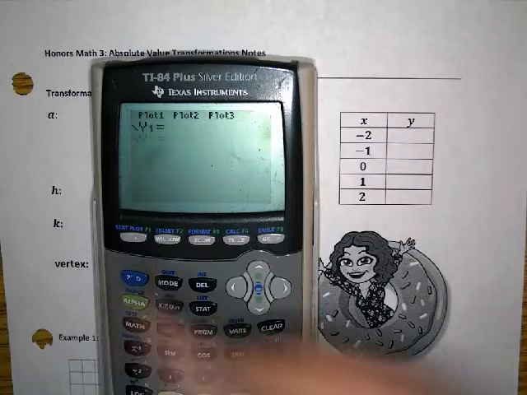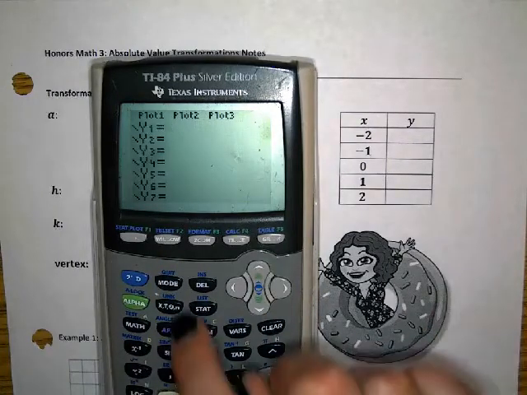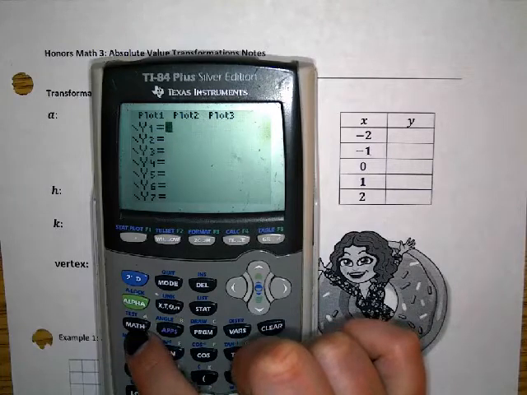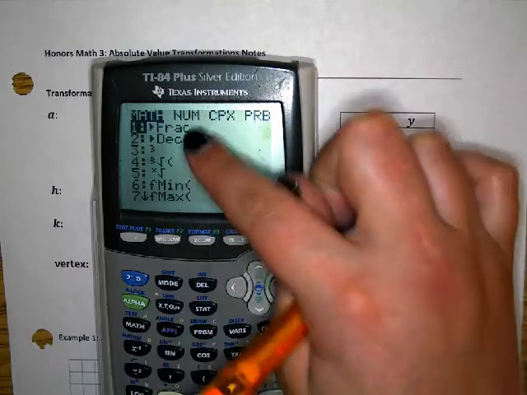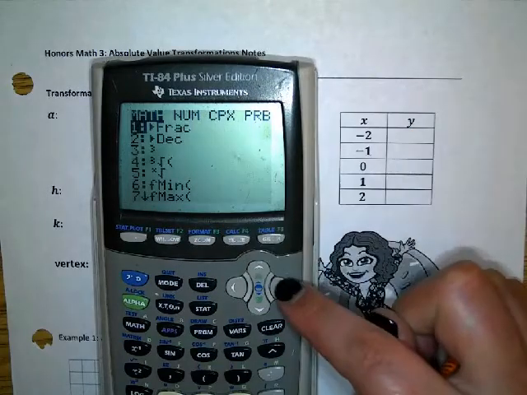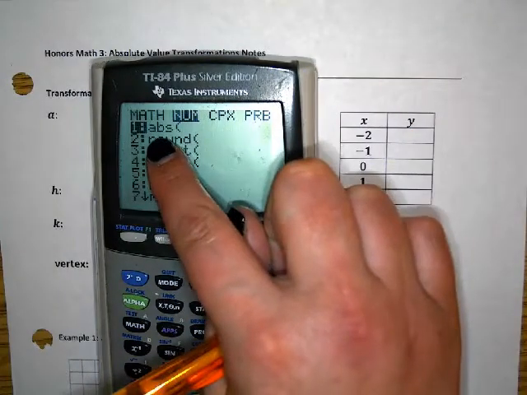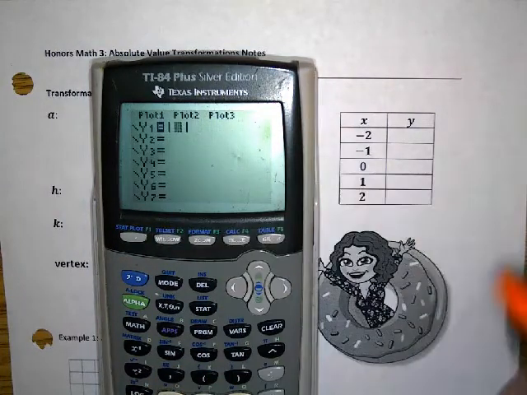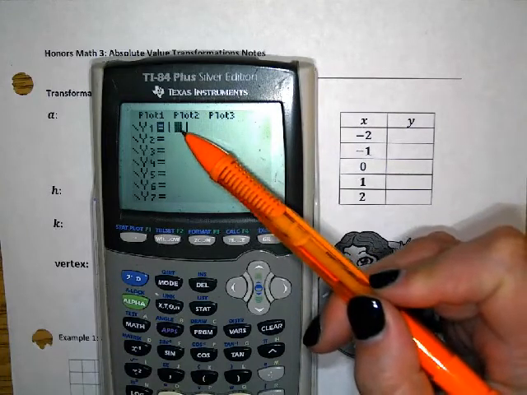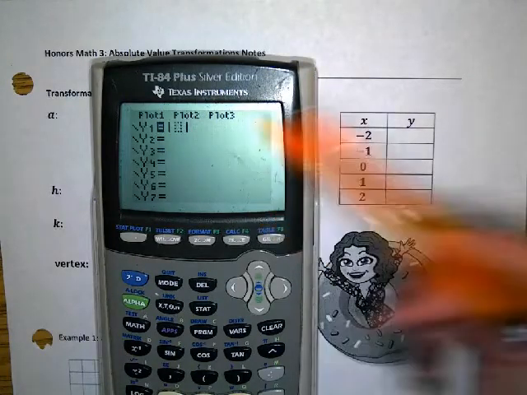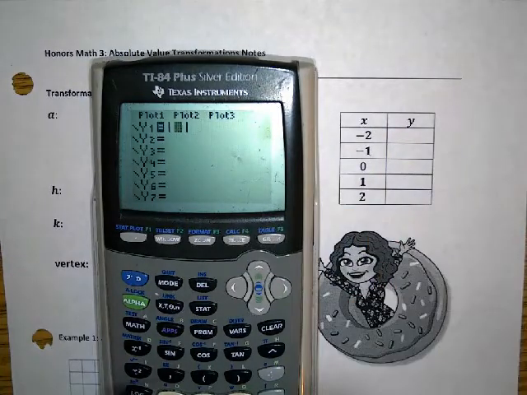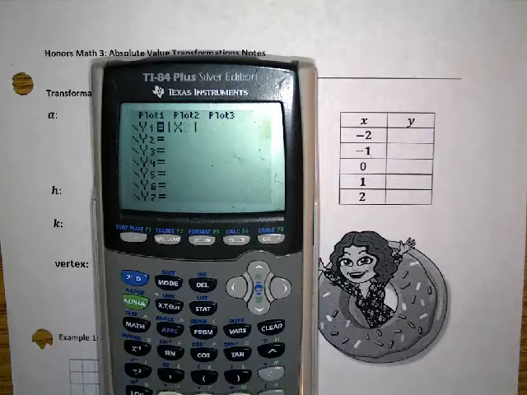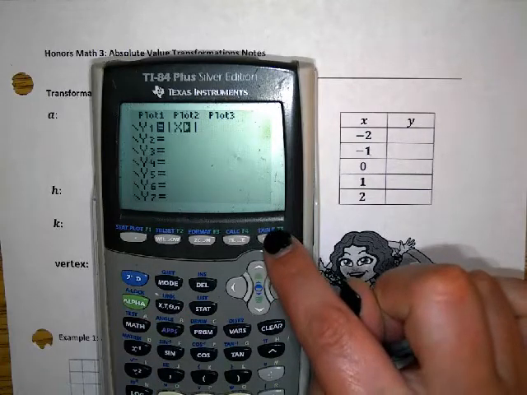the y equals screen. And to get to the absolute value function, you have to hit the math button right here. And you have to go over to number type. And ABS stands for absolute value, ABS. And then it'll look like that if you have a newer calculator. If you have an older calculator, it'll actually say ABS and put the parentheses there. And then I'm just going to type in this X right here, absolute value of X. And then I can hit the graph button.